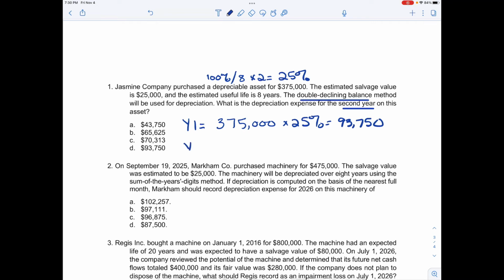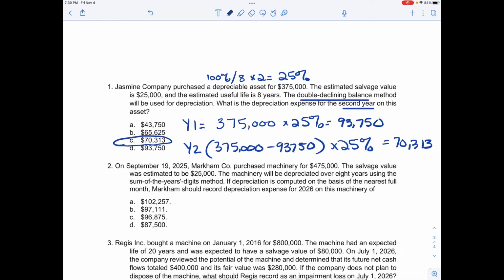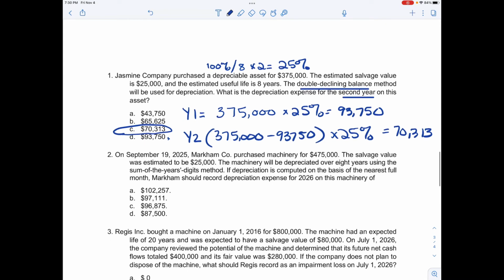Then in the second year of life, in year two, I'm going to take that 375 minus the 93,750, times that by 25%, and I should get 70,313. So the answer should be C. You notice they give you that 93, so make sure you pay attention to what year they're looking for.